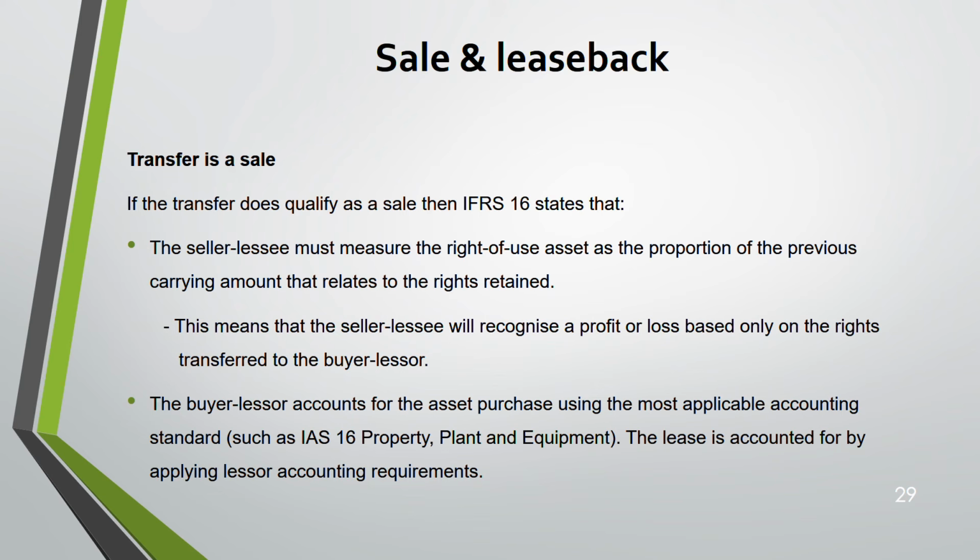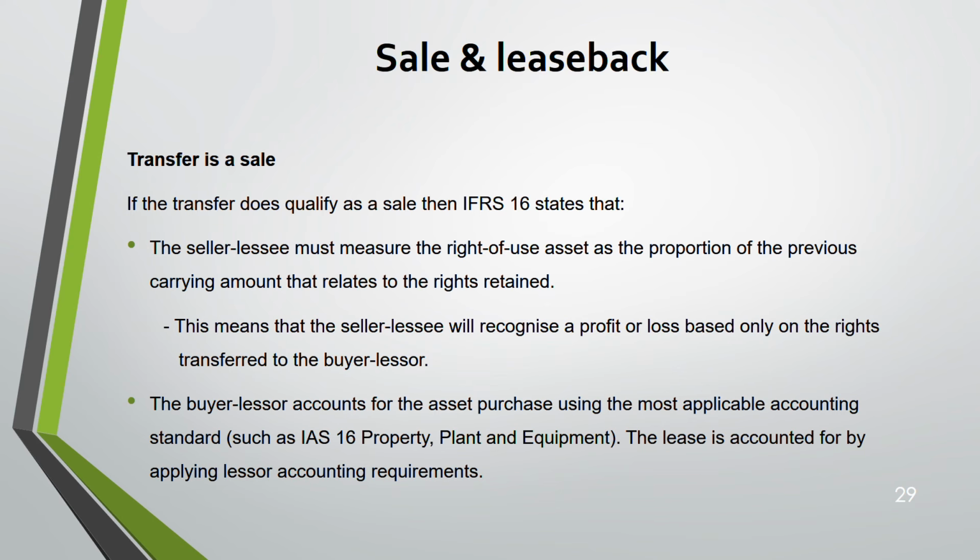IAS 16 is a very common standard, by the way, right? Usually they don't give very tough standards like IFRS 9, non-financial asset purchase, or intangible financial asset. No, they usually give normal non-current asset, right? The lease is accounted for by applying lessor accounting requirements. Lessor has to apply, obviously, lessor accounting requirements. The first part was for sale: when it's a sale, asset purchase. And for the lease part, when you're leasing it back, lessor accounting requirements. That means whether it's a finance or operating lease, the lessor will apply that.